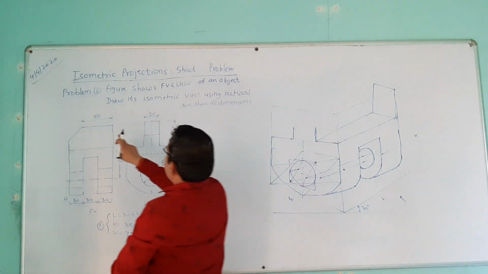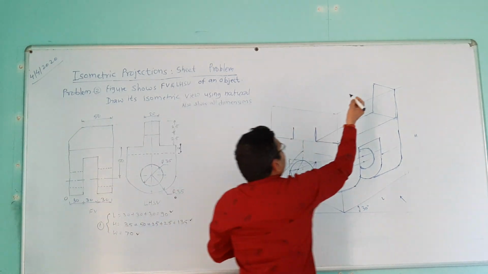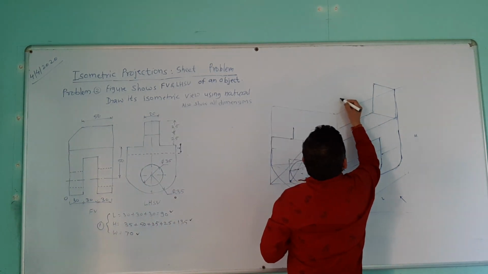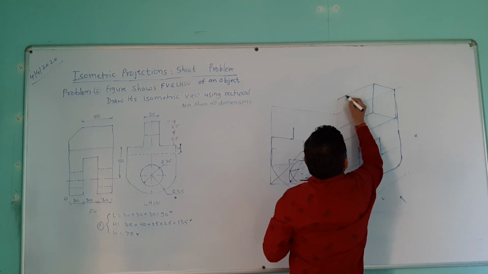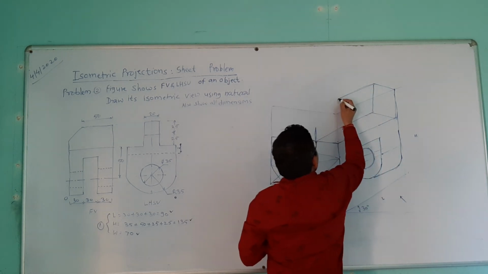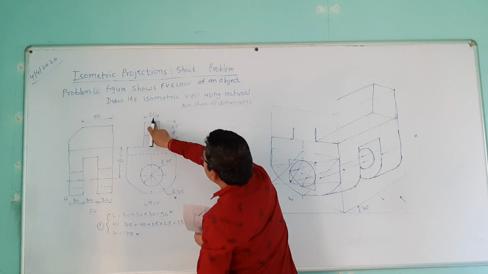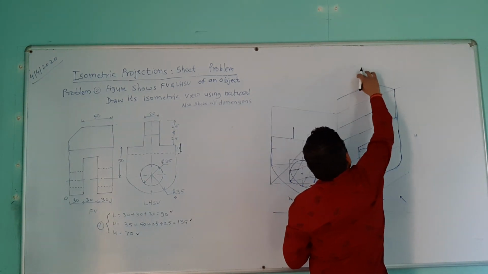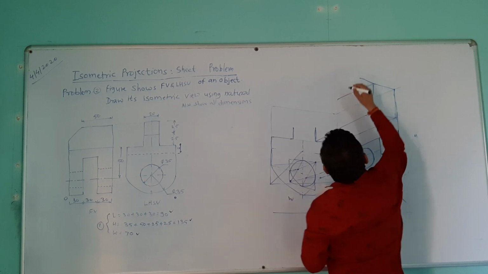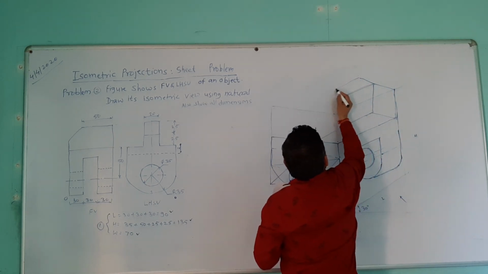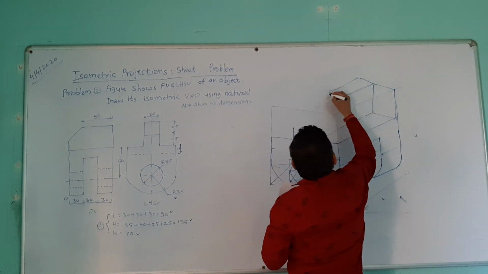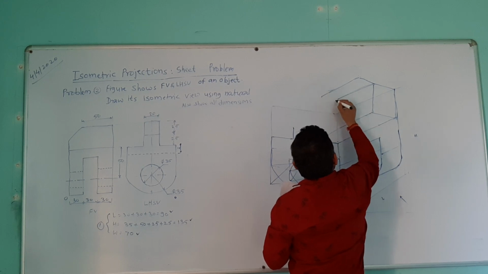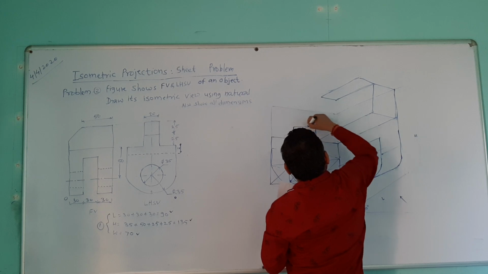you have a length of 50. So from this point you draw a 50 isometric line of 50. Then the thickness of this is 20. So 20 mm again you draw to this side, 20 mm again this side, 20 mm. So 50, and you have to join this.